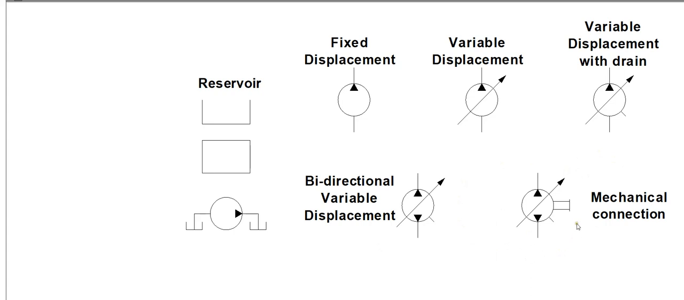Over on this one here, the only difference between this one that's labeled mechanical connection and the bidirectional variable displacement is this symbol here happens to show an actual mechanical connection. Not every schematic does that, and we know just by working in the industry, our pumps are generally all driven mechanically. They're usually all gear driven off of the transmission or the engine. So we know they're driven mechanically, but some manufacturers will actually draw the mechanical drive shaft, and they might show you exactly what's running it.